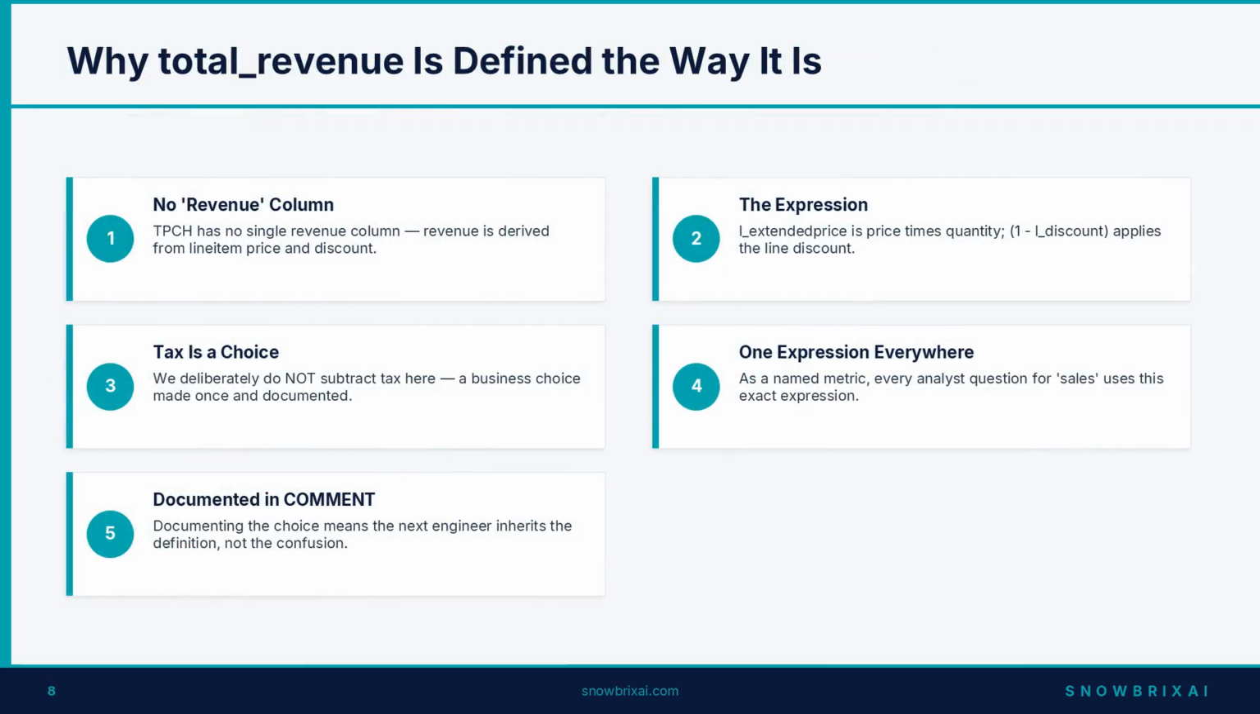Stay on total revenue for a second, because the definition is deliberate. TPC-H has no single revenue column. Revenue is derived from line item price and discount. Extended price is price times quantity, and one minus discount applies the line discount. Notice what we did not do: we did not subtract tax. That is a business choice, made once and written down, because it is a named metric. Every question about sales now uses this exact expression, and the choice lives in the comment, so the next engineer inherits the definition, not the confusion.